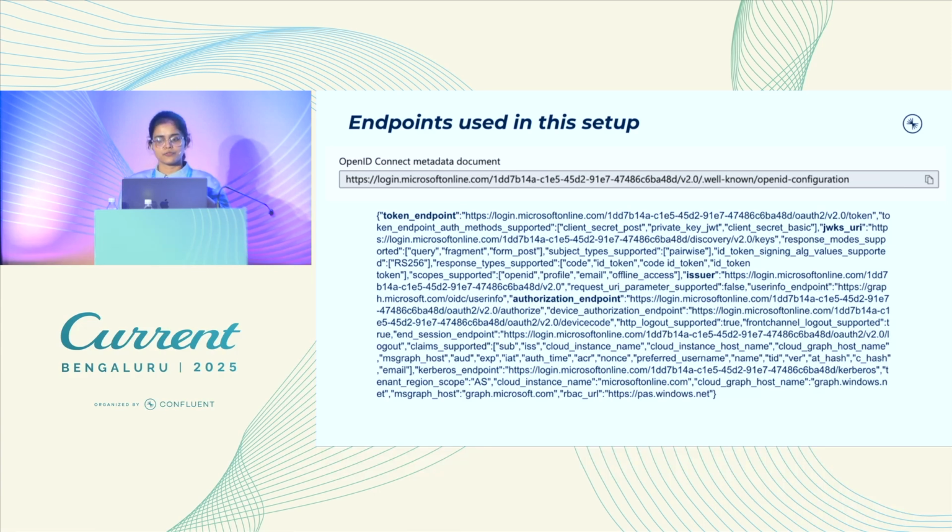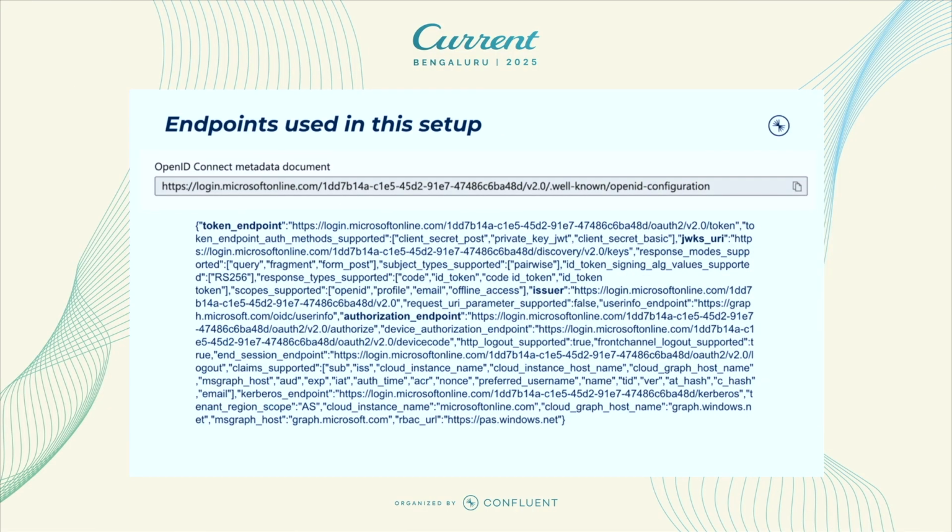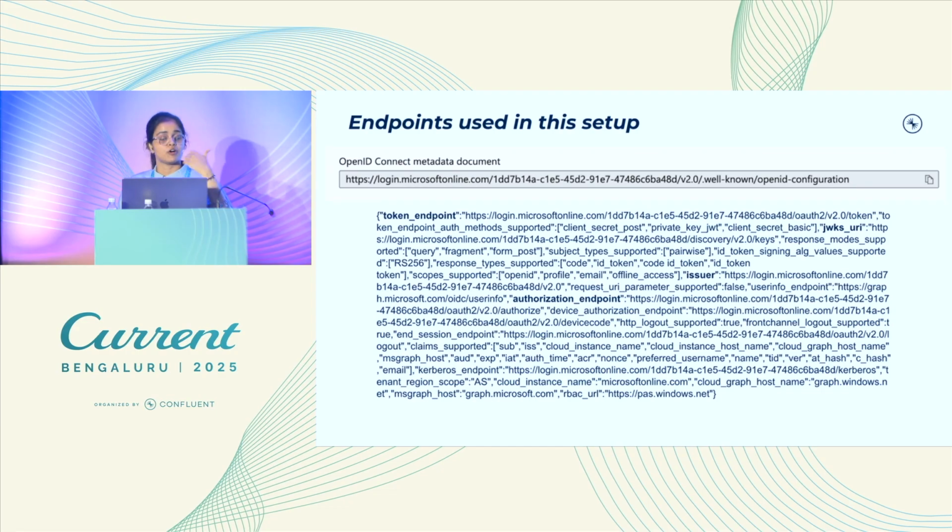Generally, this URL is in the format of well-known OpenID configuration. So you will get these 4 details. Let's say the token endpoint, which is the endpoint where the token is requested from. The JWKS URI would contain certain public keys in order to validate the signature of those JWT tokens. And the issuer is the URL of the authorization server, which is the Azure Entra ID in this case. And then there would be the authorization endpoint, where the authorization request is initiated to.